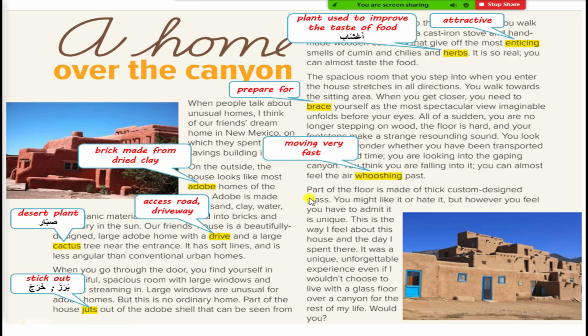Okay, Salim. Part of the floor is made of thick, custom designed glass. You might like it or hate it, but however you feel, you have to admit that it is unique. Unique. Yes, unique means something is unusual.